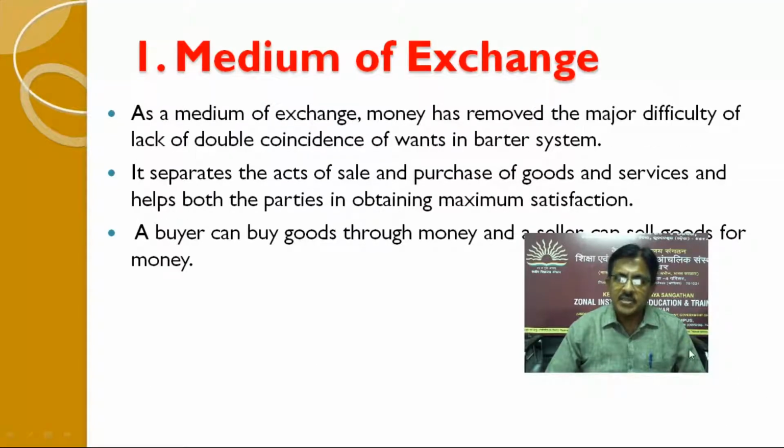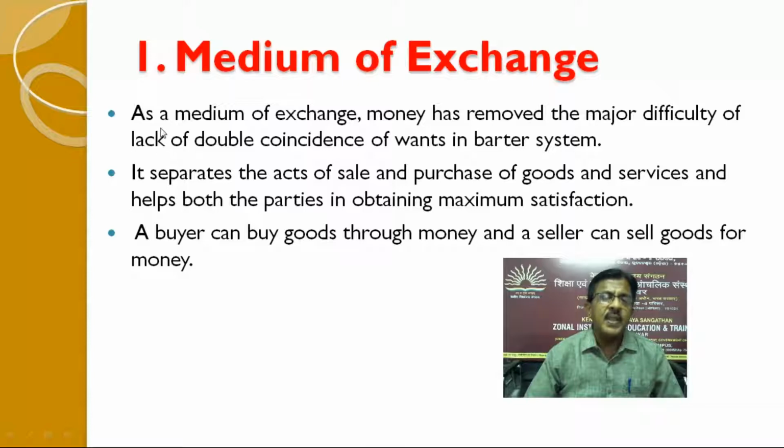Medium of exchange, the first function of money. Through this, how it has overcome the drawbacks of barter system. As a medium of exchange, money has removed the major difficulty of lack of double coincidence of wants in a barter system. It separates the acts of sale and purchase of goods and services and helps both the parties in obtaining maximum satisfaction. A buyer can buy goods through money and a seller can sell goods for money.